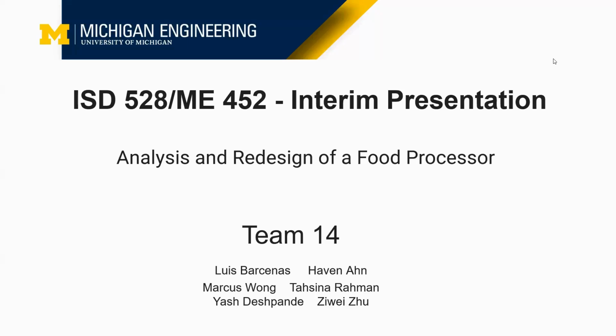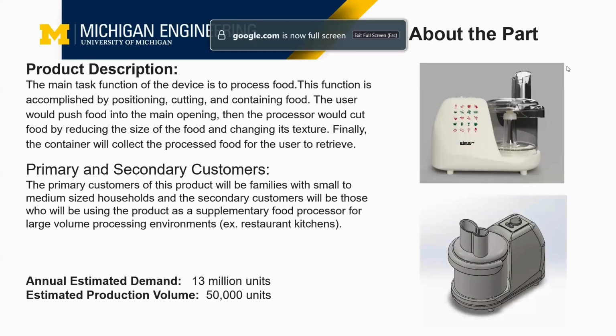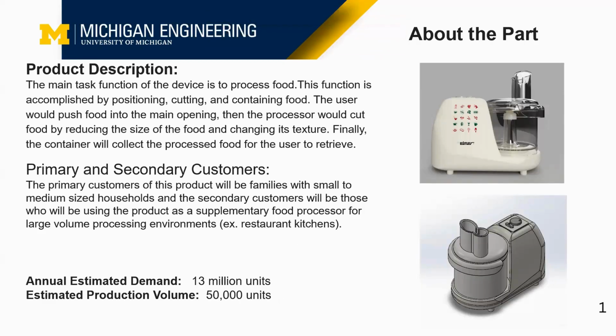Hello, we are Team 14, and here's our interim presentation for the analysis and redesign of a food processor. Our food processor is a device that processes food. The primary customer is domestic households, while the secondary customers are those such as kitchens with large volumes.